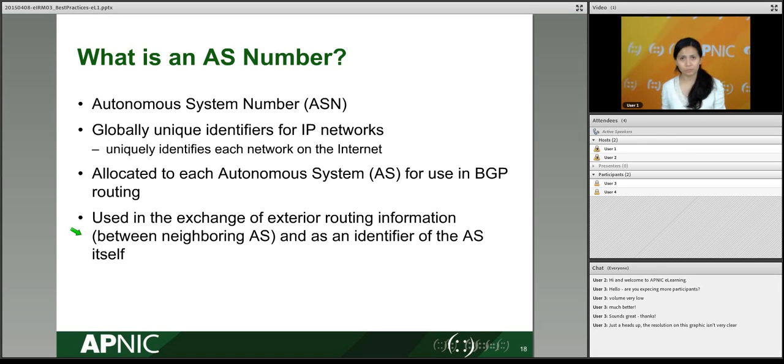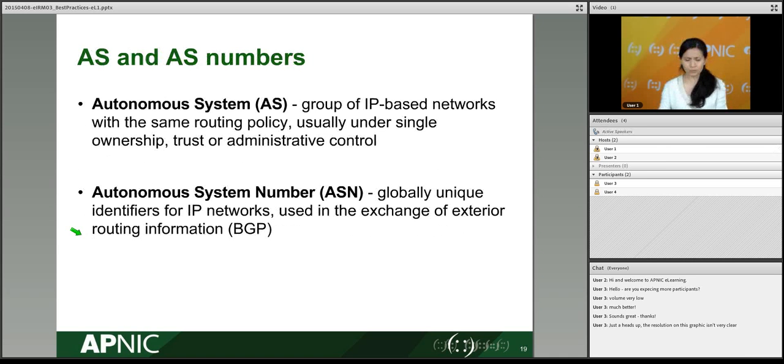You use the AS number. It's very important in BGP. That's your global unique identifier. So who can come to APNIC to request for an ASN? Of course, you, any APNIC member can come to APNIC and request for that AS number. Well, this one's a more definition of both AS and ASN, so you already know that.